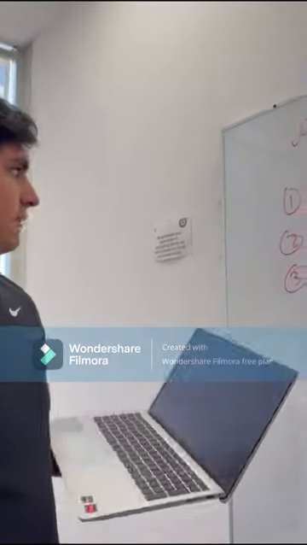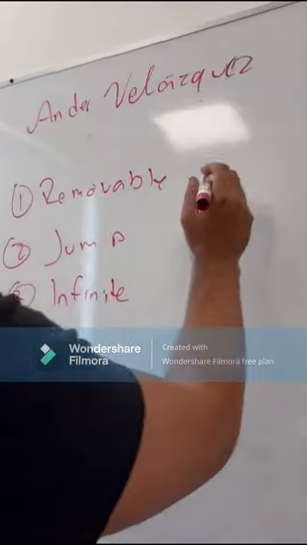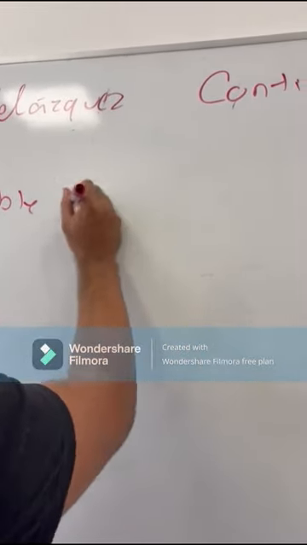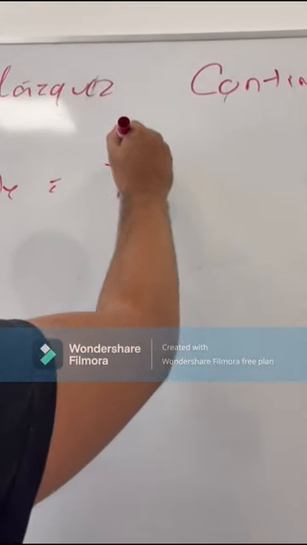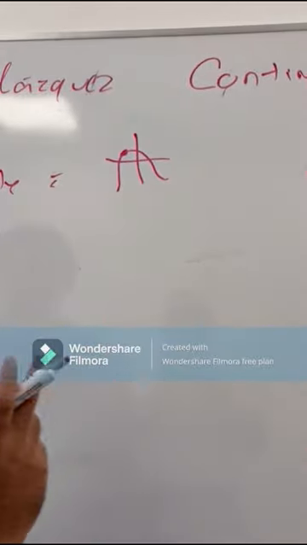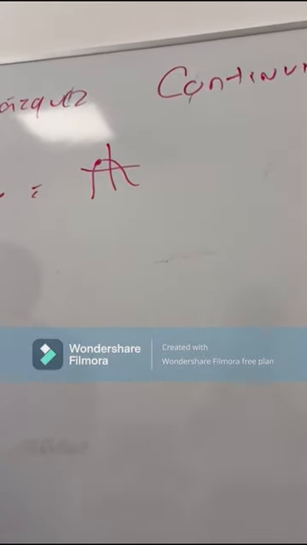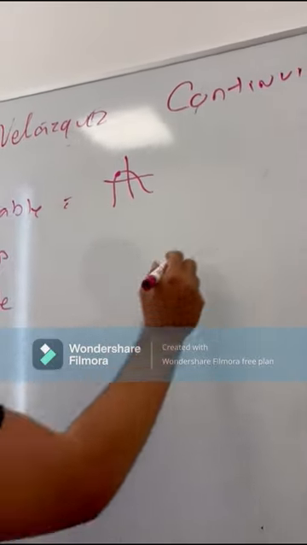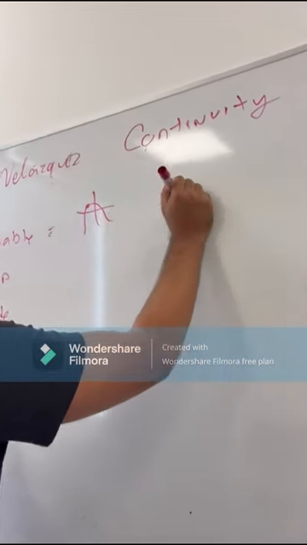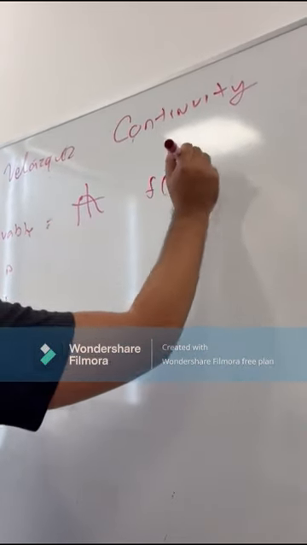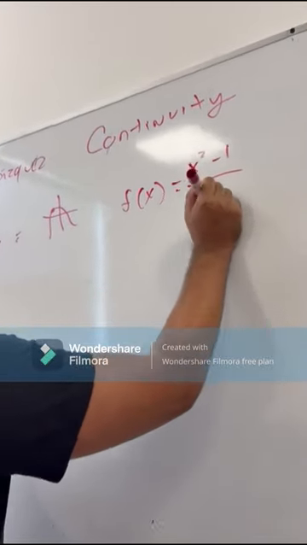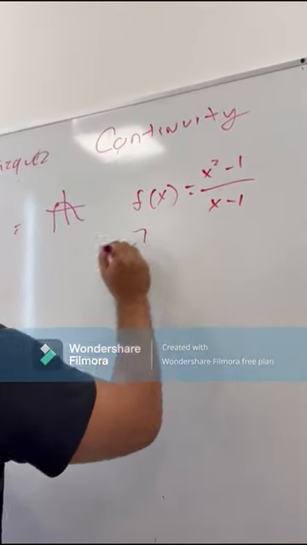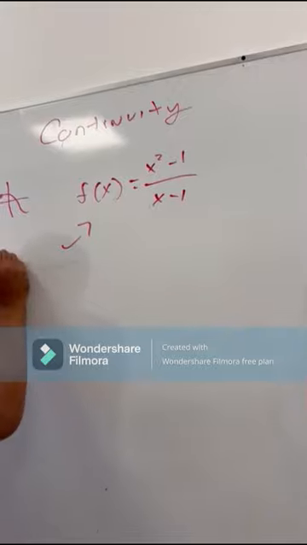Well, the removable discontinuity happens when there's a hole in the graph. Let's say there's a graph here, and this is continuous, and we have a hole here. That's a removable discontinuity. So we will have this example, f(x) equals (x squared minus 1) over (x minus 1). I want to clarify that this one is the simple example.